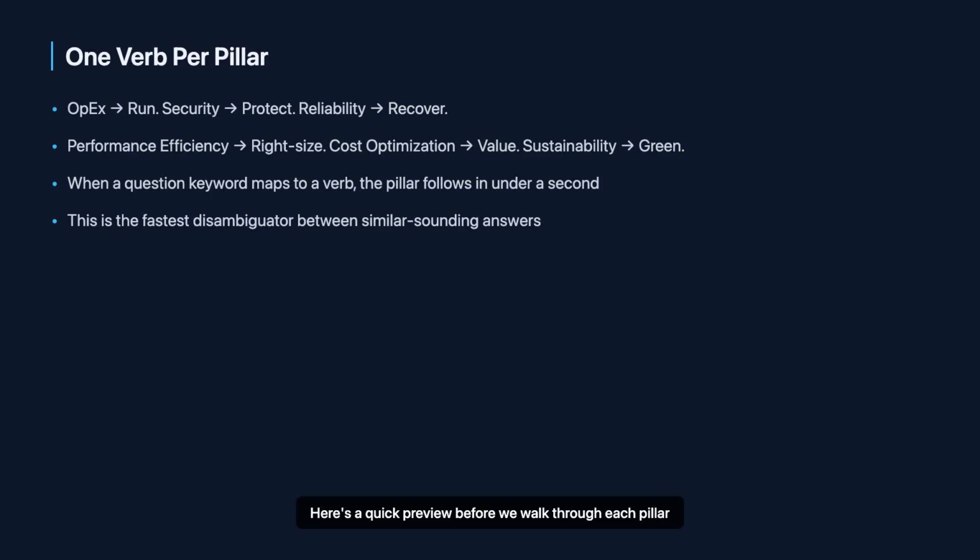Here's a quick preview before we walk through each pillar in detail. Pair each pillar with a single verb, and the names get a lot stickier. Operational excellence is run. Security is protect. Reliability is recover. Performance efficiency is right size. Cost optimization is value. Sustainability is green. Keep that verb list in the back of your mind as we go through the next few minutes. By the time we've covered all 6, the mapping will feel automatic.